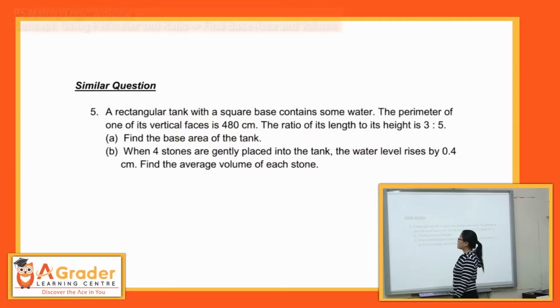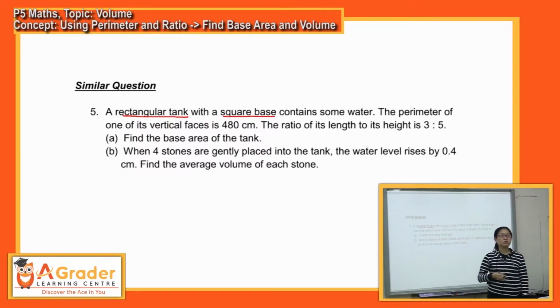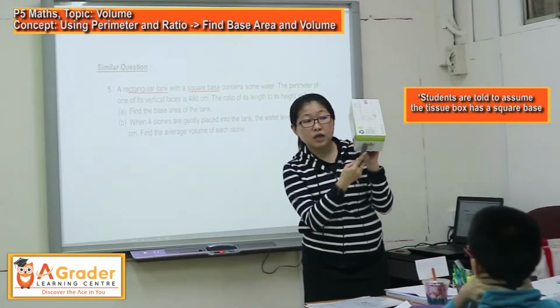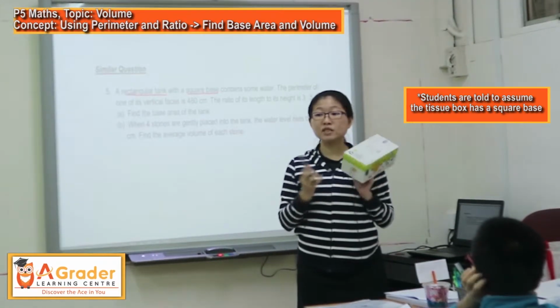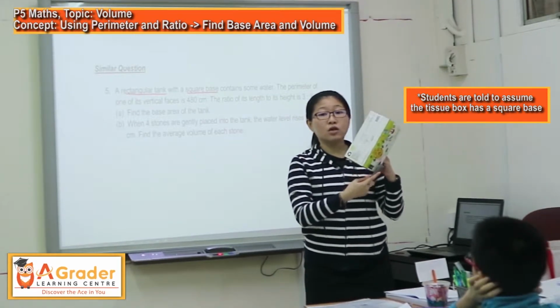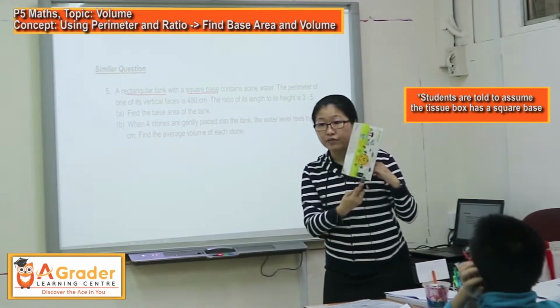So let's look at the start first. A rectangular tank has a square base, with a square base, contains some water. So what is the meaning of this? Rectangular tank. Square base. Understand? And what is the meaning of square? What is the special thing about a square? All sides are equal. So that means your length is the same as your breadth.